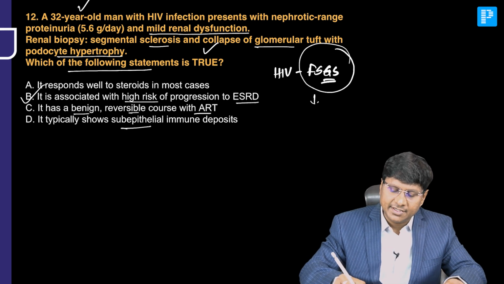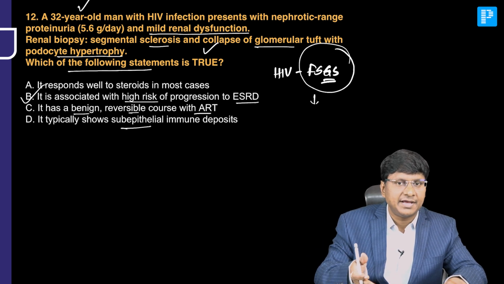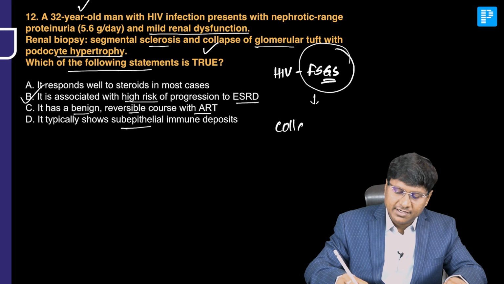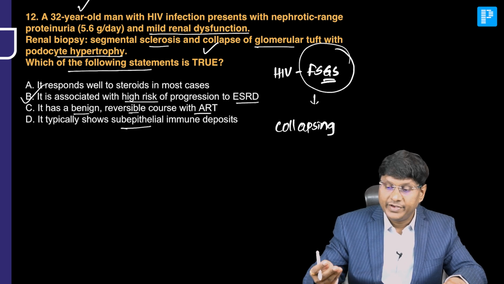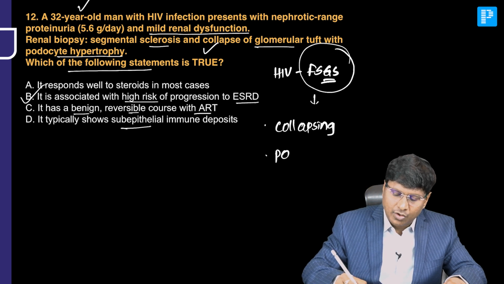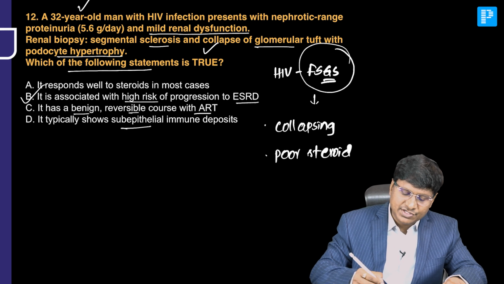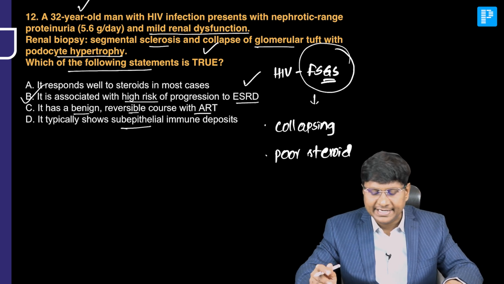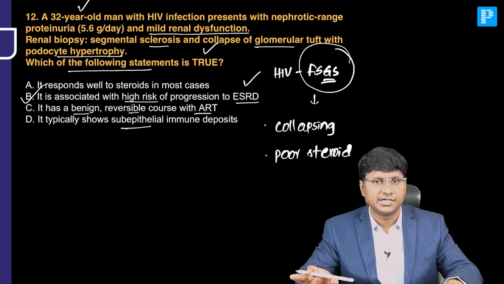And the variant of focal segmental glomerulosclerosis that you have in HIV is called the collapsing variant, where there will be rapid decline in the renal function. And these patients also will have a poor steroid response. Because they have the poor steroid response, they are associated with high risk of progression to end-stage renal disease, right?